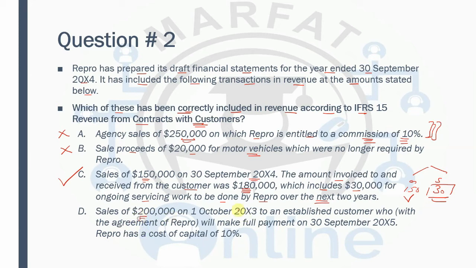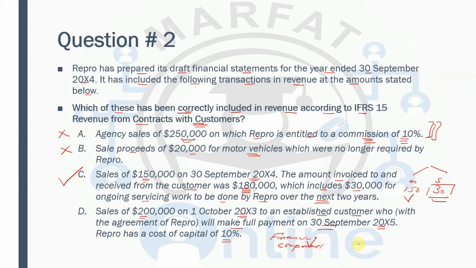Sales of 200,000 on 1st October 20x3 to an established customer who will make full payment on 30th September 20x5, which is after 2 years. Repro has a cost of capital of 10%. Remember one thing, that IFRS 15 describes a financing component. And financing component is part of the transaction cost.